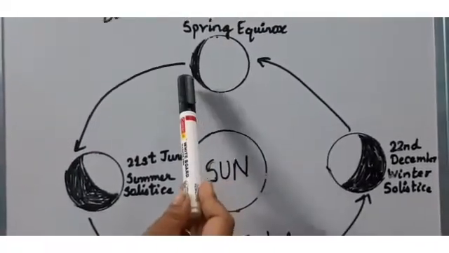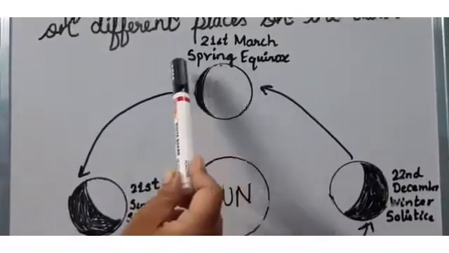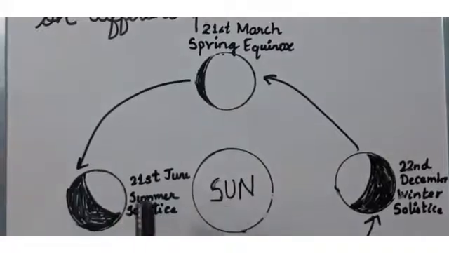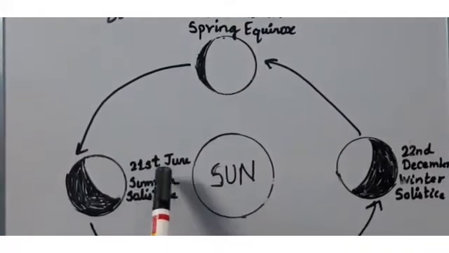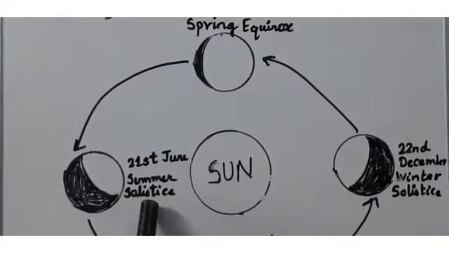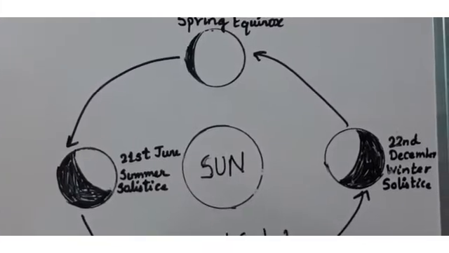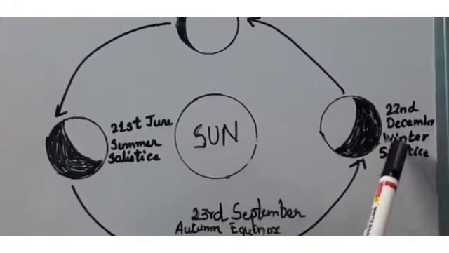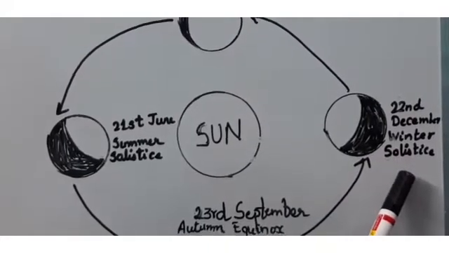The first is on 21st March, spring equinox. Then on 21st June it comes as summer solstice. Then on 23rd September it comes as autumn equinox, and at last on 22nd December it comes as winter solstice.